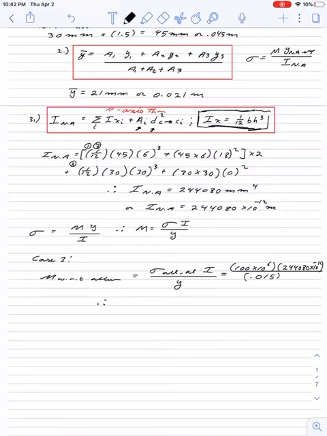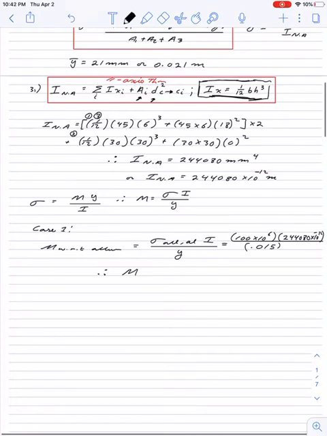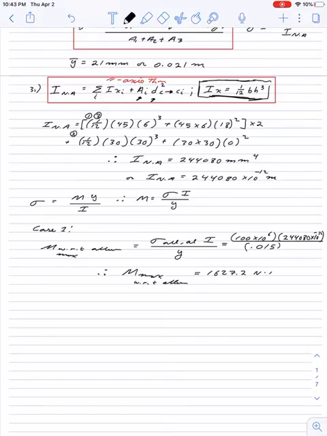So, therefore, the maximum moment with respect to aluminum is going to be equal to 1627.2, and we're dealing with newtons times meters.